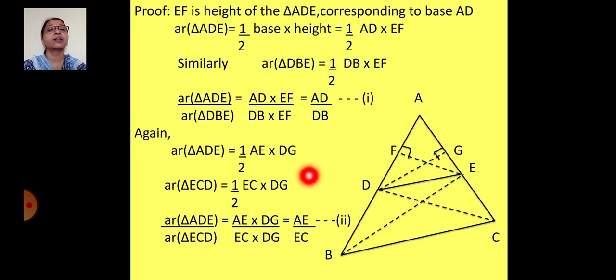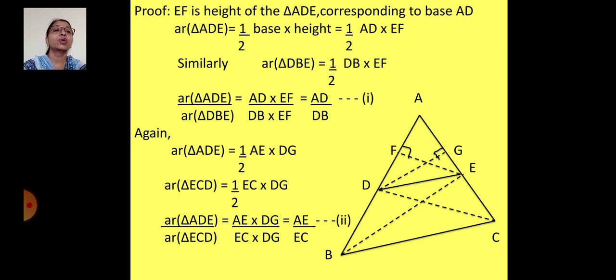Now you take a ratio of these two areas. So area of triangle ADE upon area of triangle ECD, half will get cancelled. AE into DG upon EC into DG. Again this DG and DG will get cancelled from numerator and denominator. So you will get AE upon EC. Give this as equation number 2.